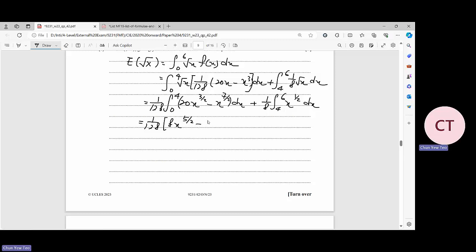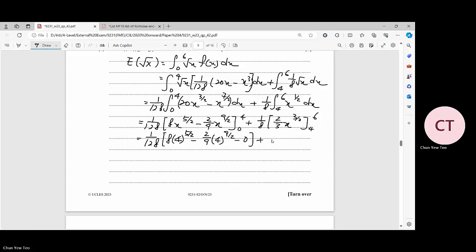8x power of 5 over 2 minus the 2 over 9 x power of 9 over 2 from 0 to 4 plus of this 2 over 3 x power 3 over 2 from 4 to 6. So we are having 8 4 power 5 over 2 minus a 2 over 9 of 4 power 9 over 2 minus a 0 plus the 1 over 12 of 6 power 3 over 2 minus a 4 power 3 over 2.